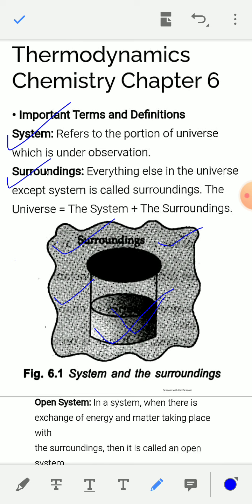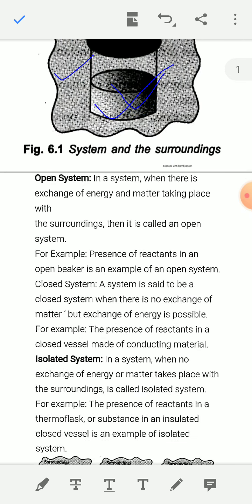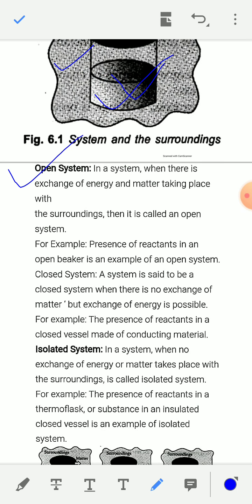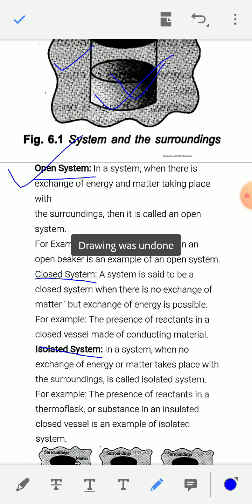Surroundings are separated from the system by a boundary, real or imaginary. Now see the types of system. There are three types of system: open system, closed system and isolated system.